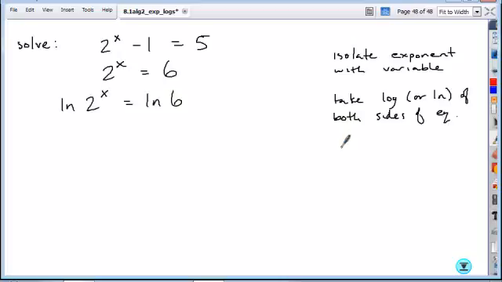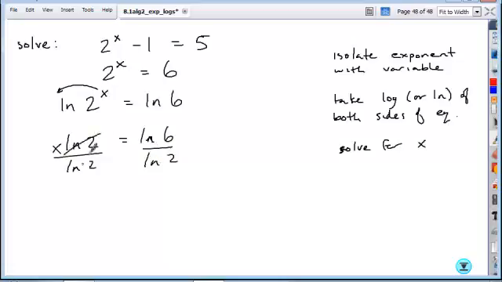Okay, what you'll then do is look to solve for the resulting x. So we'll apply the properties of our powers in logs. We can move our exponent down, right? This becomes x times the ln of 2 is equal to the ln of 6. And then divide by ln of 2 to completely isolate your x.